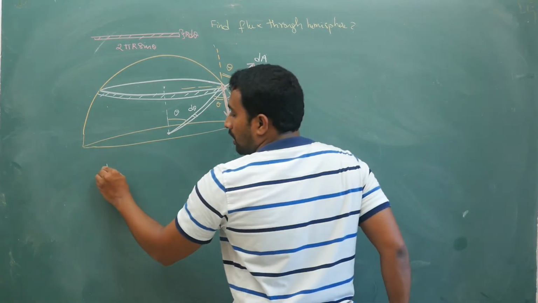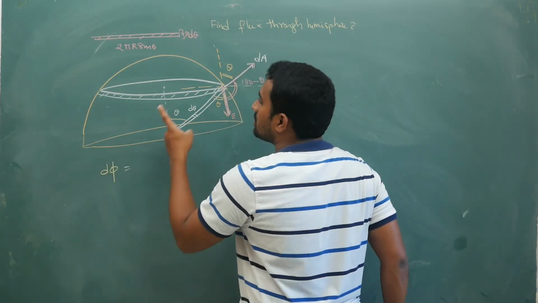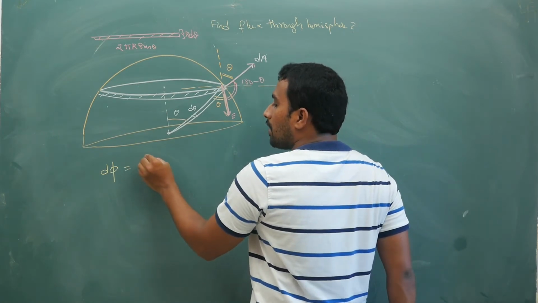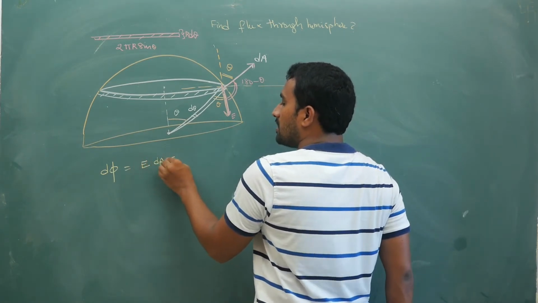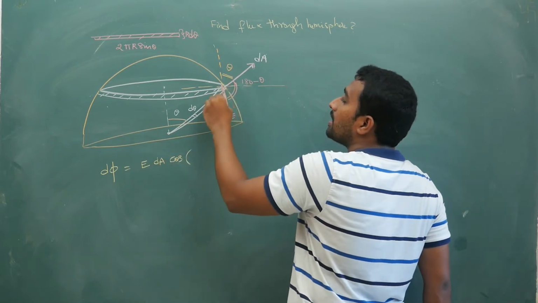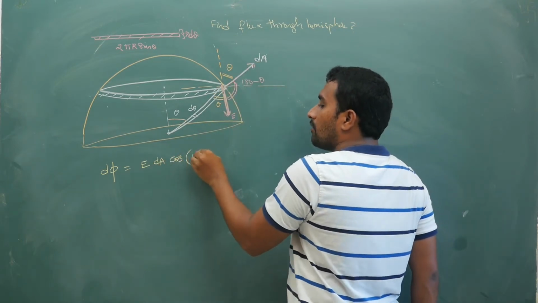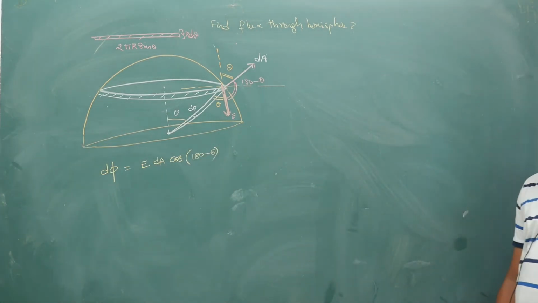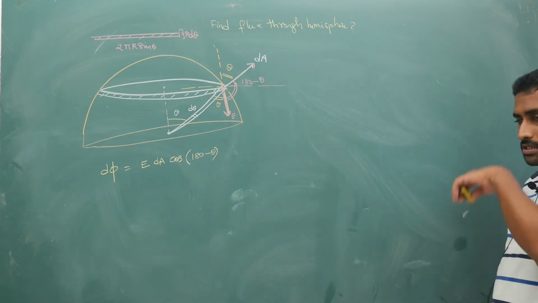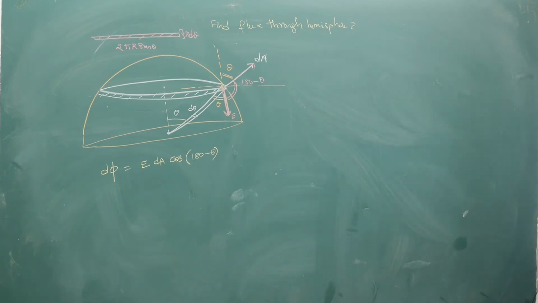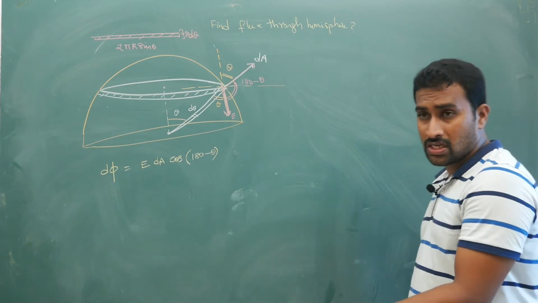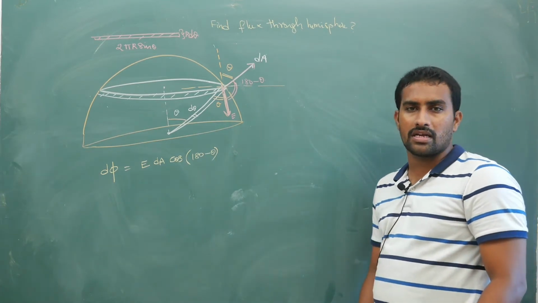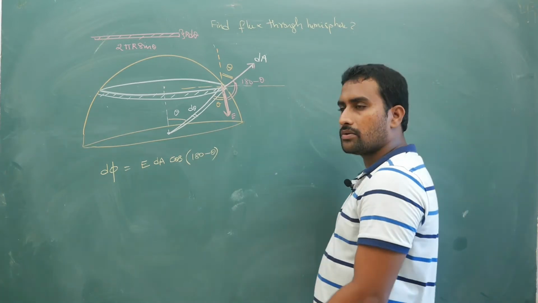Now your small flux d phi across this elemental strip is E bar dot dA bar, that is E into dA into cos of the angle between E and dA, which is 180 minus theta. Any doubts? So your small flux d phi is E times dA into cos of 180 minus theta, because my flux definition is that. To get the whole flux you have to integrate it.